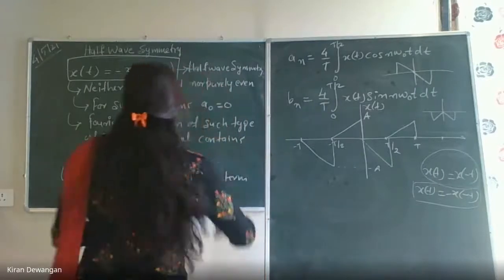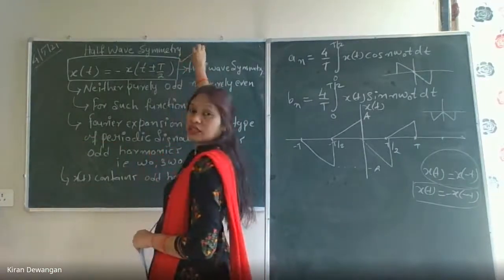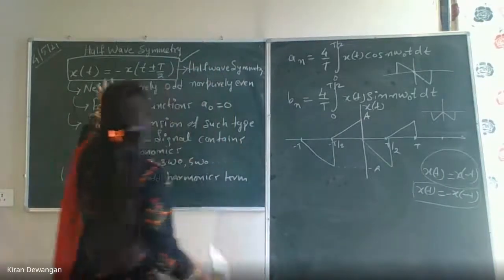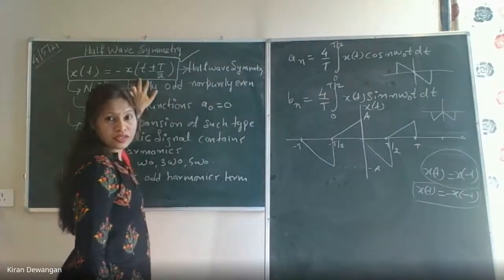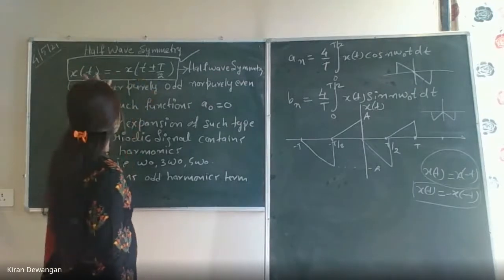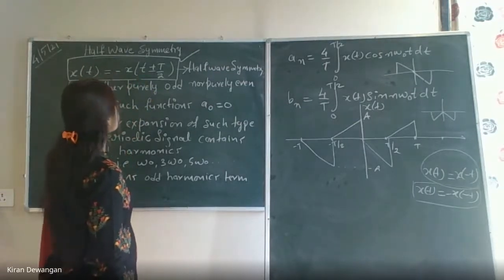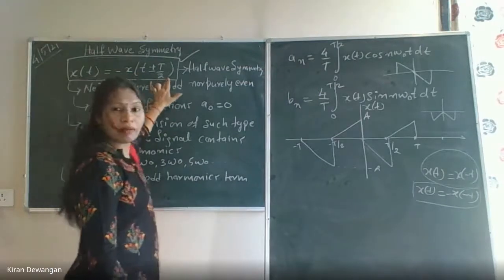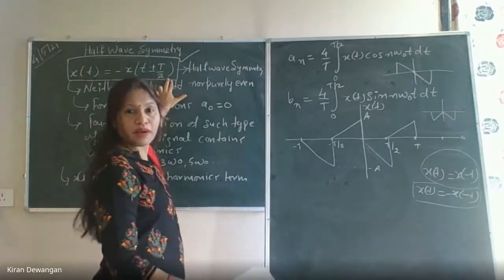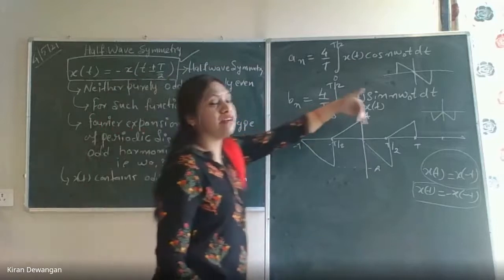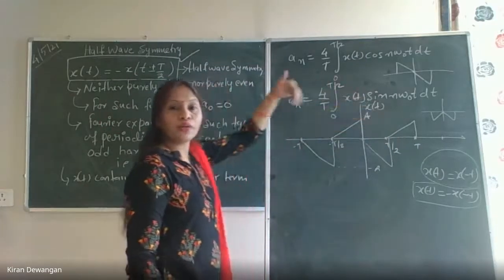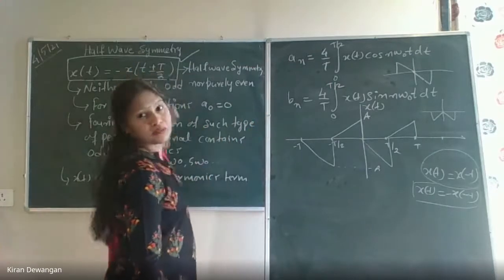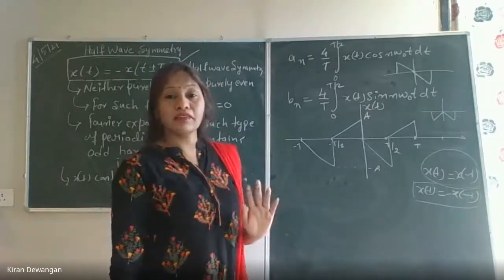Now, is it satisfying this condition? We need to just check whether it satisfies this condition. We need to understand what it is saying first. That is, x of t equals x of t plus minus t by 2. It means that if we shift t by plus minus t by 2, that is, either we advance it by plus t by 2 or delay it by t by 2, then what will we get? We will get minus. That will be the negative amplitude side.